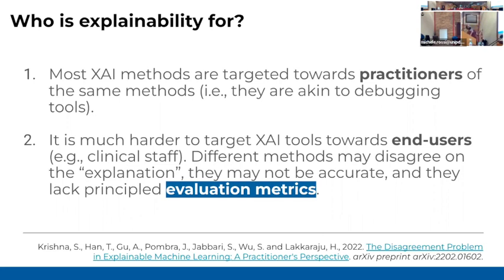Then there are real end users, for example clinicians. In that case, I would say it's still an open problem. It's very, very hard to sell something to a clinician, to a doctor, even if it's really, really explainable and useful, mostly because different methods may disagree. There are dozens of explainability techniques, and they all give you different results. So what's the actual explanation then?